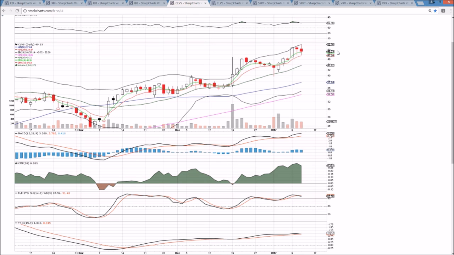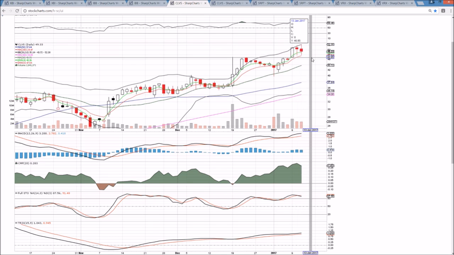So CLVS is holding up one of the best, and that is because we are in full-on breakout mode. We bounced off the middle Bollinger Band, new high, and even though we pulled back, this is normal healthy consolidation.